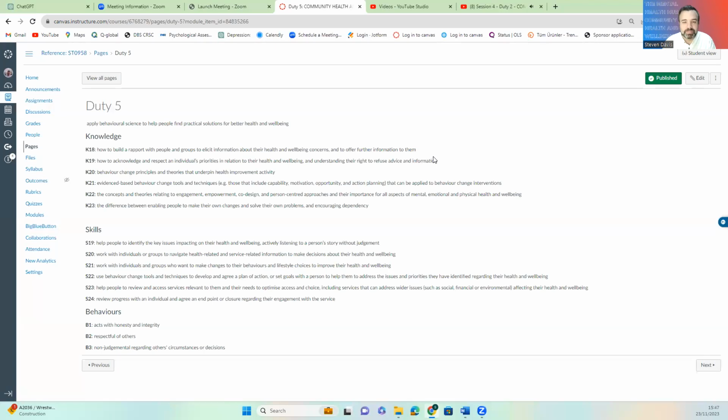So here we're looking at how to build a rapport with people and groups to collect information about their health and wellbeing concerns. How to acknowledge and respect individuals there. Look at behaviour change principles and theories that underpin health improvement activities. Evidence-based behaviours, looking at tools and techniques. So we've spent quite a lot of time on that now, haven't we? The concept and theories relating to engagement, empowerment and co-design and person-centered approaches, and the difference between enabling people to make their own changes to resolve their own problems. Good, so quite a lot here.